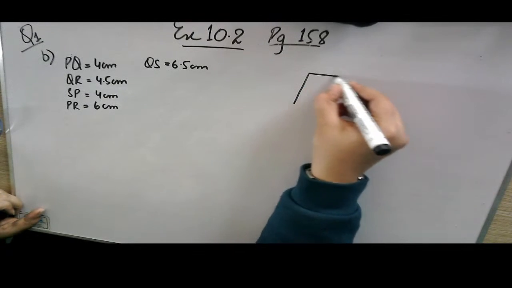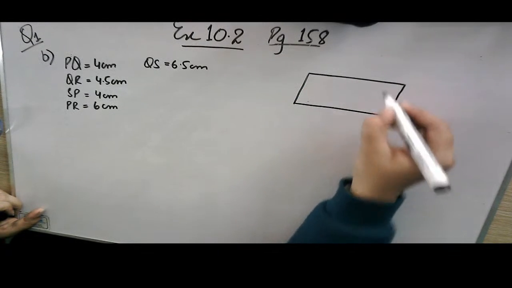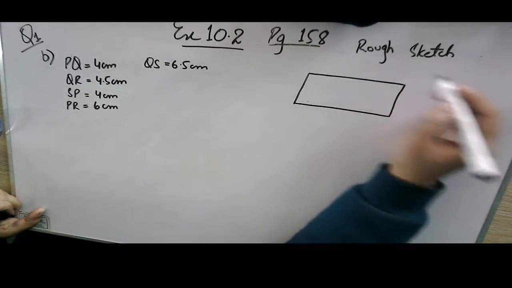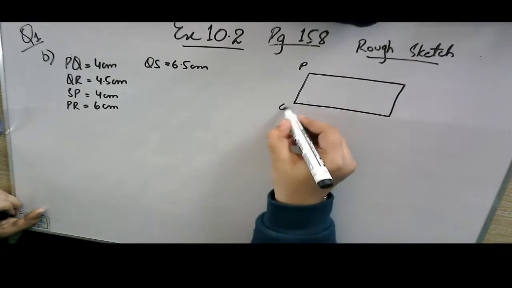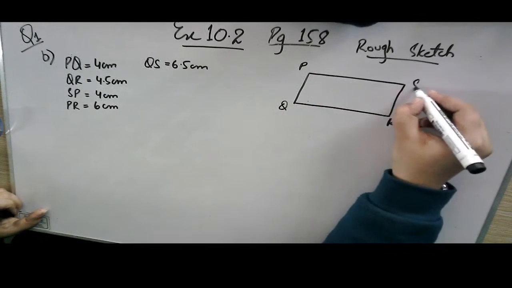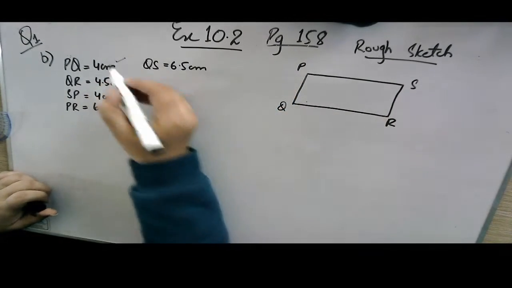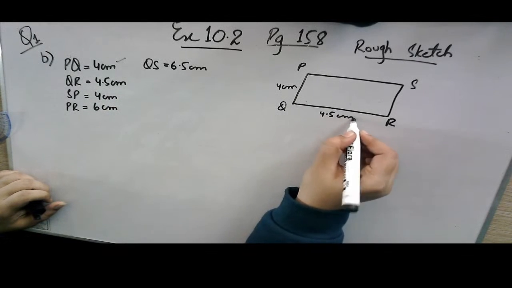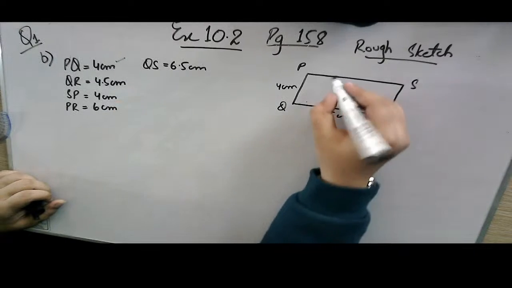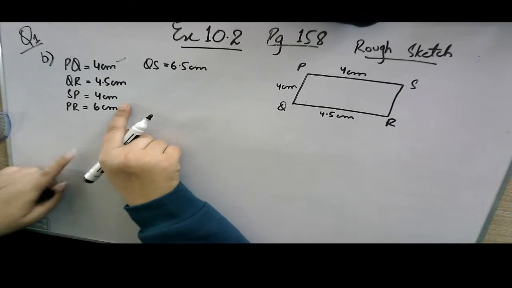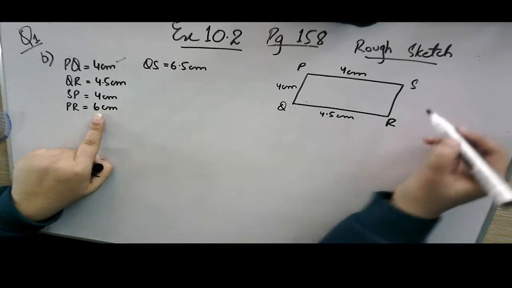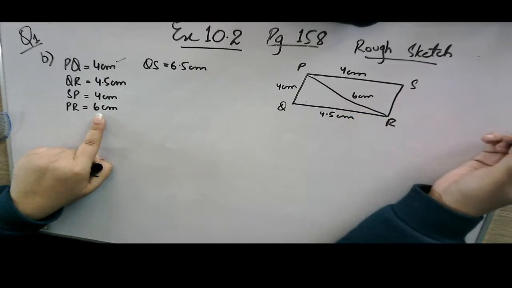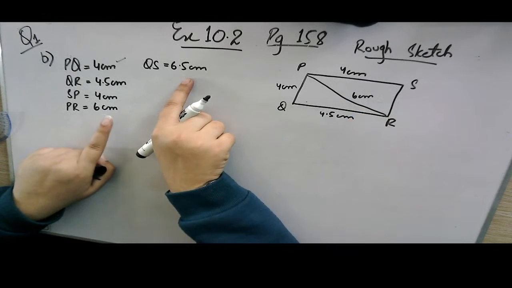So the rough sketch is, name them as PQRS. So the length of PQ is 4 centimeter, QR is 4.5 centimeter, SP is 4 centimeter. Now PR is given. PR means it is basically the diagonal. PR is given, which is equals to 6 centimeter. Then QS is given.